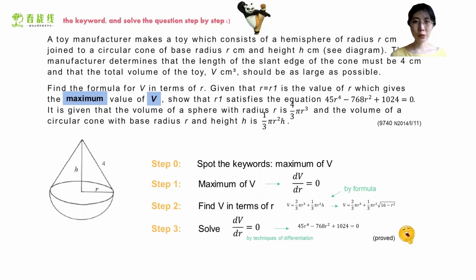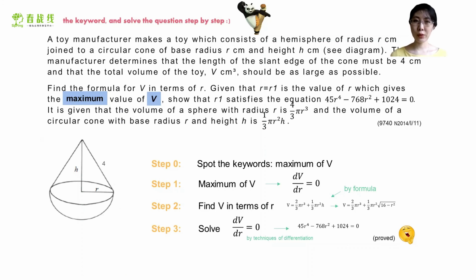To sum up, although this question might seem to be long and wordy, all you need to do is to locate the keyword, which is maximum. And once you see the maximum of V, you should write down dV/dr equals to 0, then express V in terms of r, and finally perform the differentiation and solve accordingly.